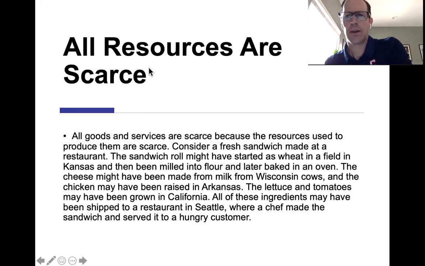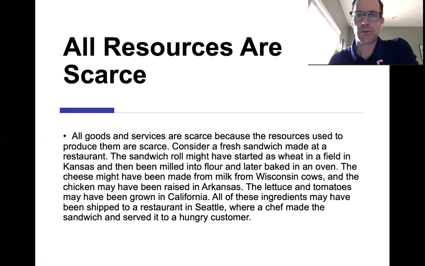All right, so you guys have this. Let me just read it for you. All goods and services are scarce because the resources used to produce them are scarce. Consider a fresh sandwich made at a restaurant. The sandwich roll might have started as wheat in a field in Kansas and then milled into flour and later baked in an oven. The cheese might have been made from milk from Wisconsin cows, and the chicken may have been raised in Arkansas. The lettuce and tomatoes may have been grown in California. All of these ingredients may have been shipped to a restaurant in Seattle, where a chef made the sandwich and served it to a hungry customer.